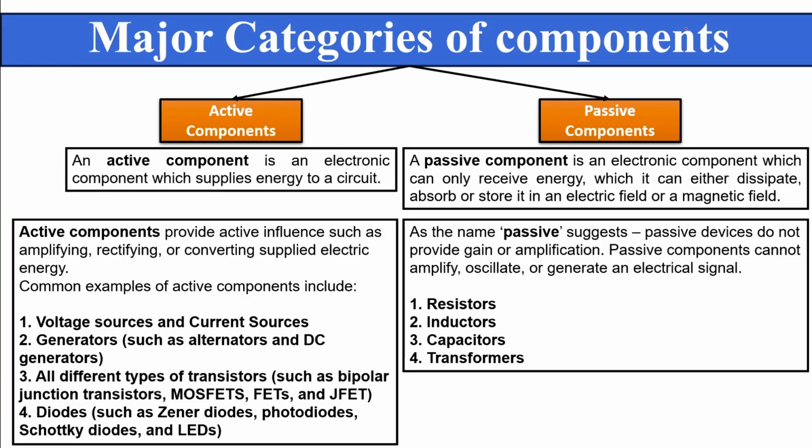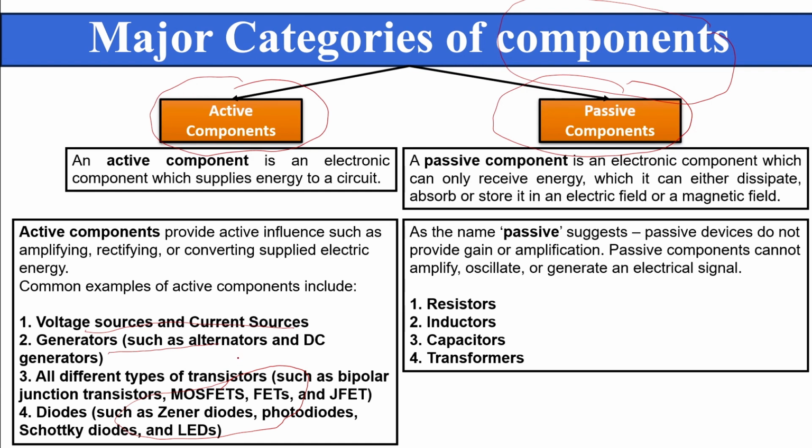So I already told you the major components. All the components are divided into two categories: one is active components, another is passive components. Active components are the components which supply energy to a circuit, that means they perform the action of amplifying, rectifying, converting and supplying electrical energy. The voltage source and current source supply energy into the circuit. Generators are also a kind of active component. All the semiconductor devices, such as bipolar junction transistor, MOSFET, FET, JFET, diodes, are active components because they supply energy to our circuits.